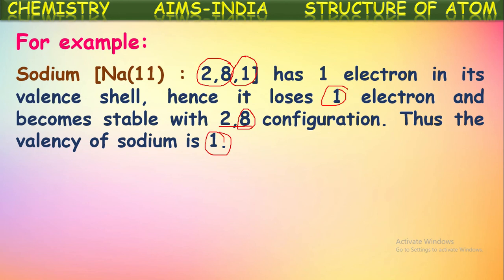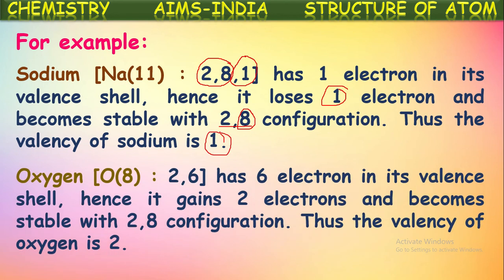Let us take one more example. If you see oxygen, the atomic number of oxygen is 8 and it has 6 electrons in its valence shell because the configuration is 2, 6. Now as it has 6 electrons in the outermost shell, it needs 2 more electrons to become stable, to make it 2, 8, isn't it? So hence it will gain 2 electrons and become stable with the 2, 8 configuration. How many electrons did it gain here? 2 electrons. Thus the valency of oxygen is 2.